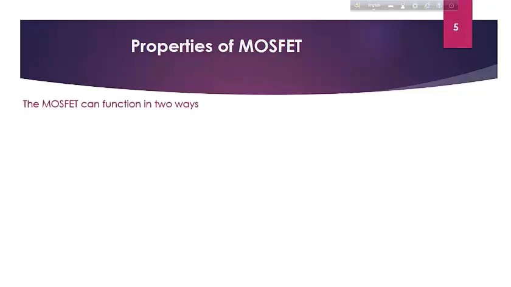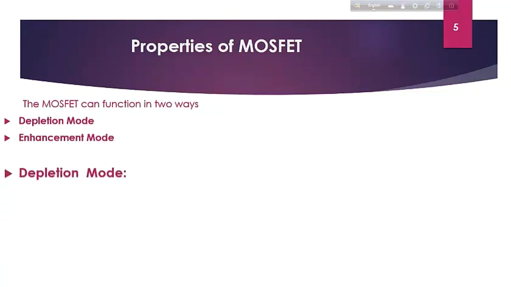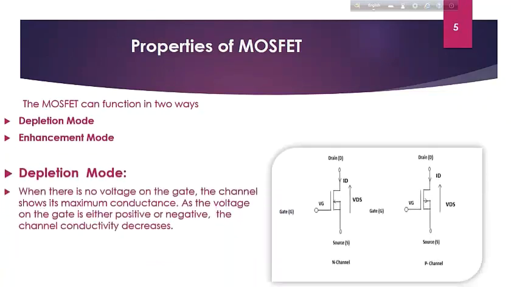Let's see the properties of MOSFET. The MOSFET can function in two ways. One is depletion mode and another one is enhancement mode. Let's see the depletion mode. What is depletion mode?